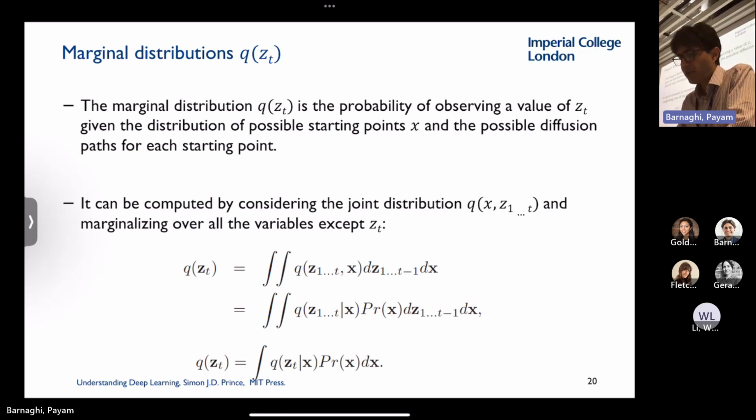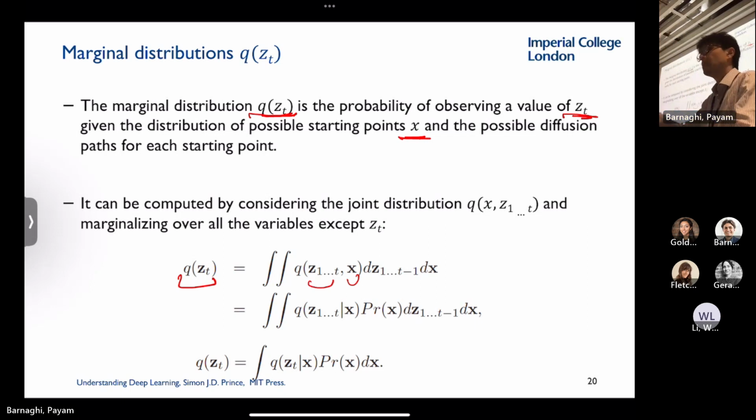Now, for the reverse process, we are trying to learn the marginal distribution of Z, which is the probability of observing a ZT given the starting point X and going through the diffusion process. It means ZT will depend on X and all the previous steps before that, right? It's a conditional probability. The previous one depends on the one before it, and so on until it depends on X. And basically, this becomes your diffusion kernel.